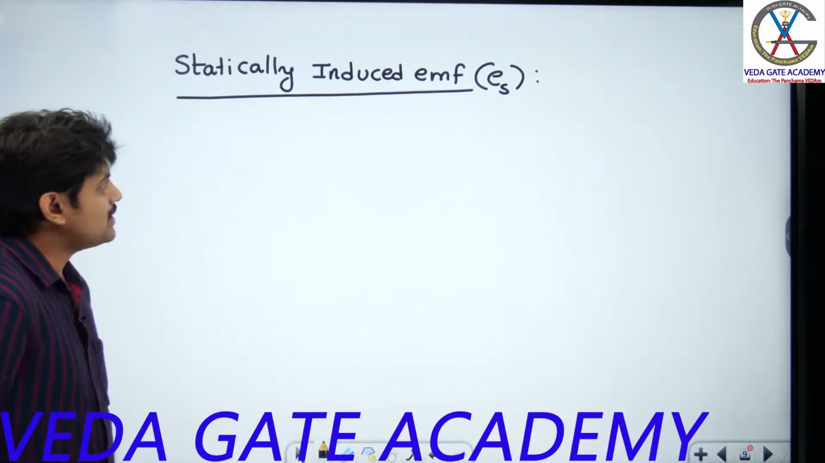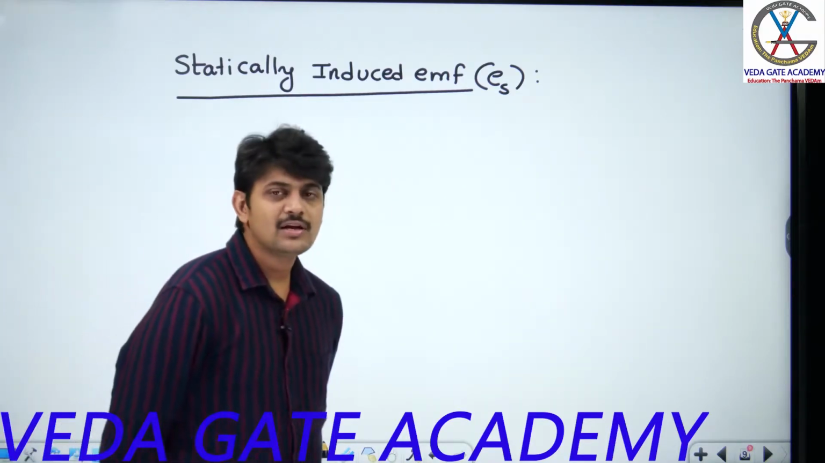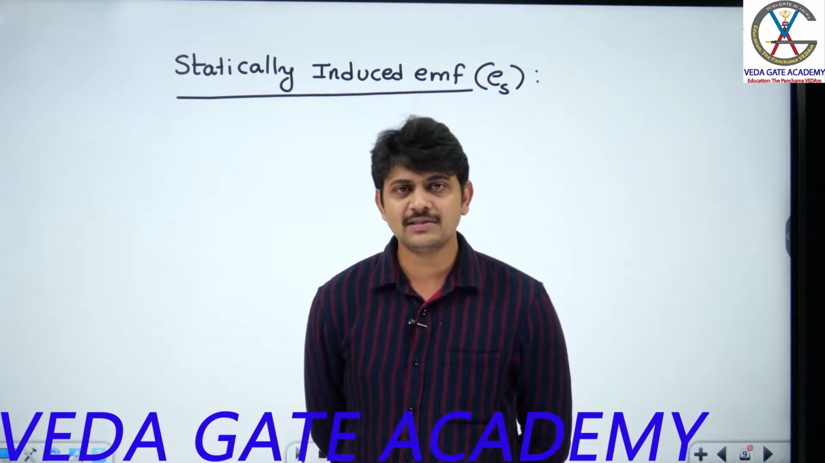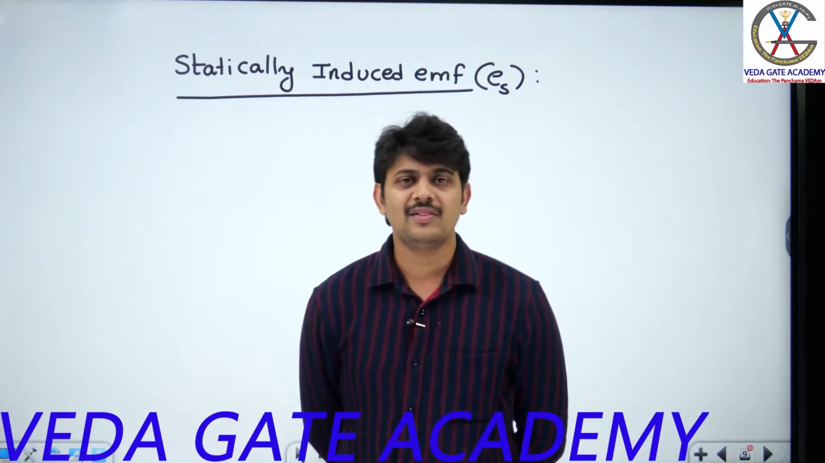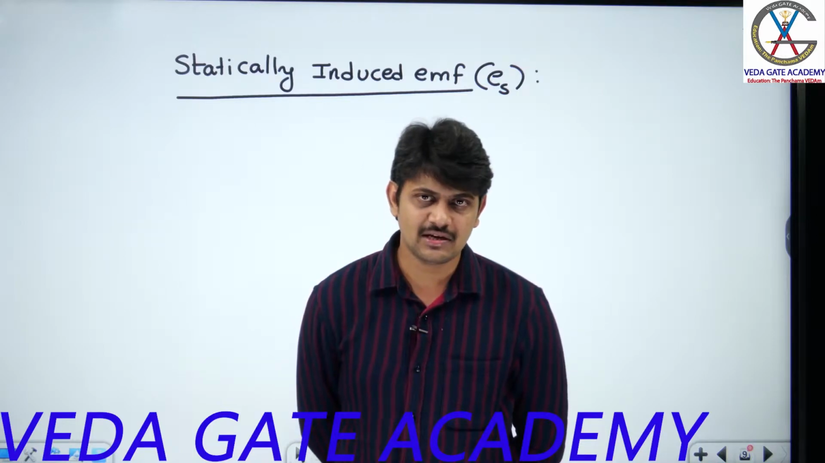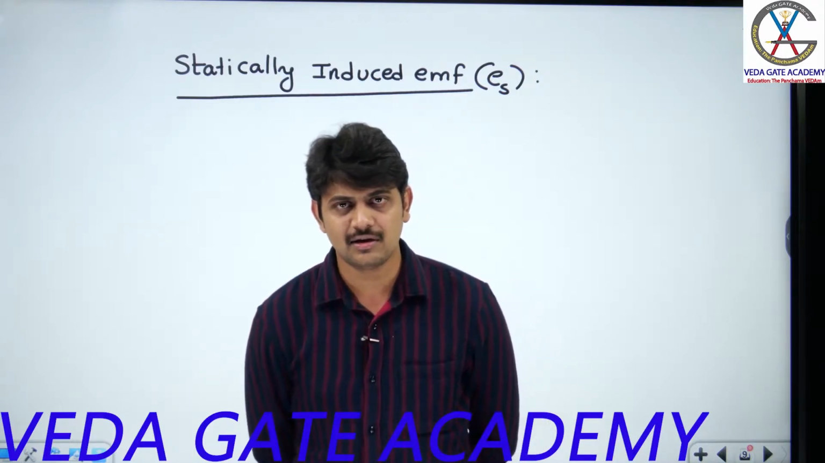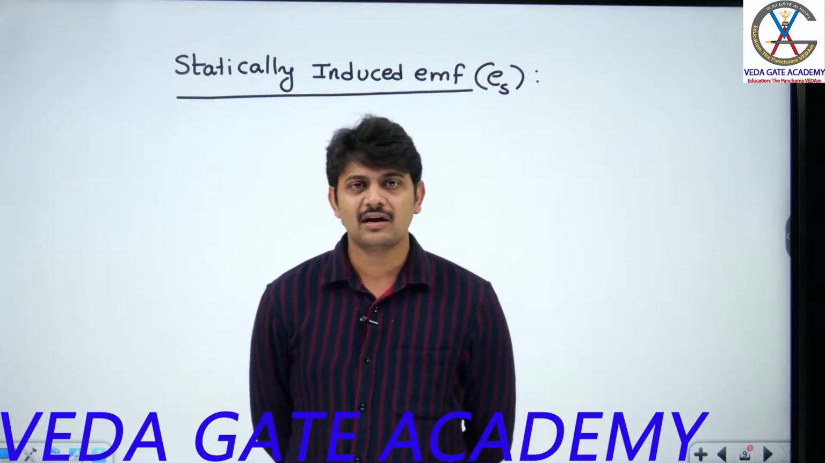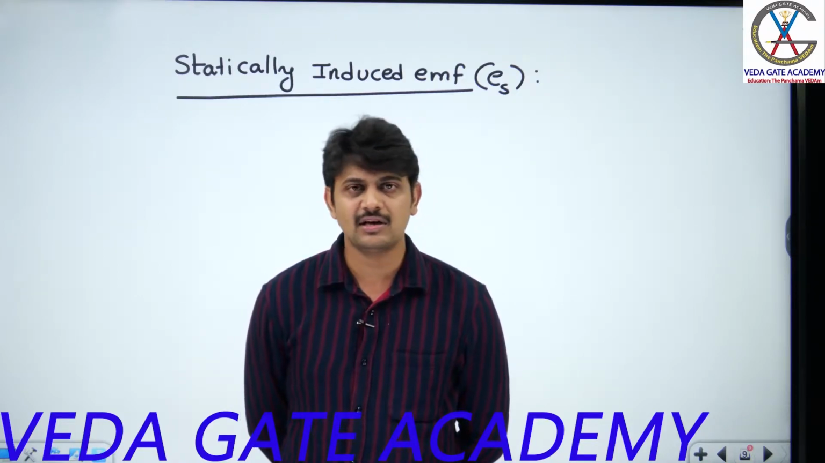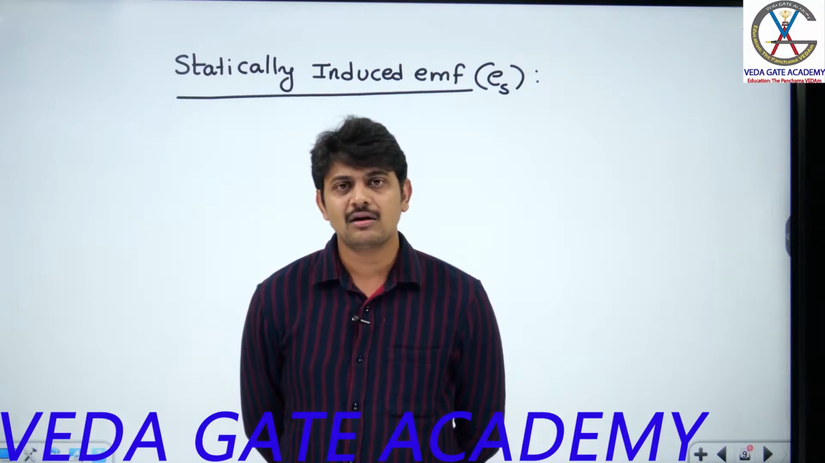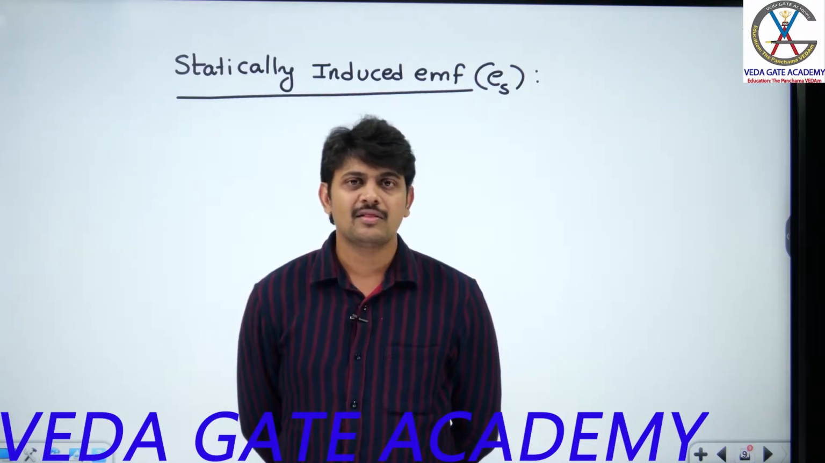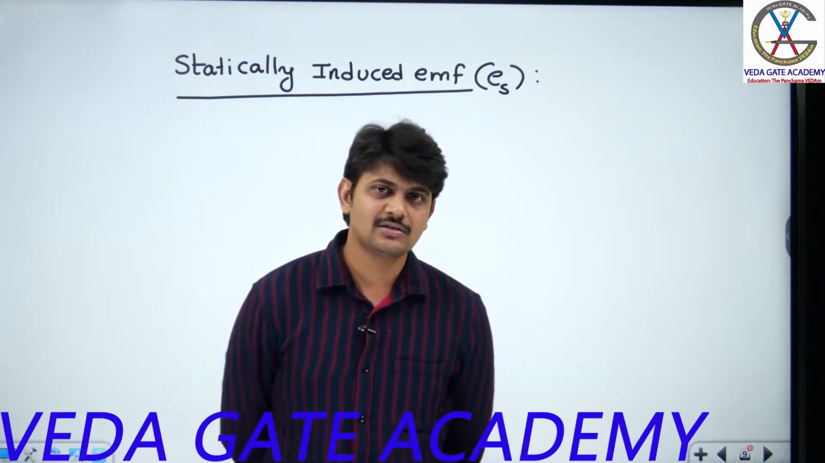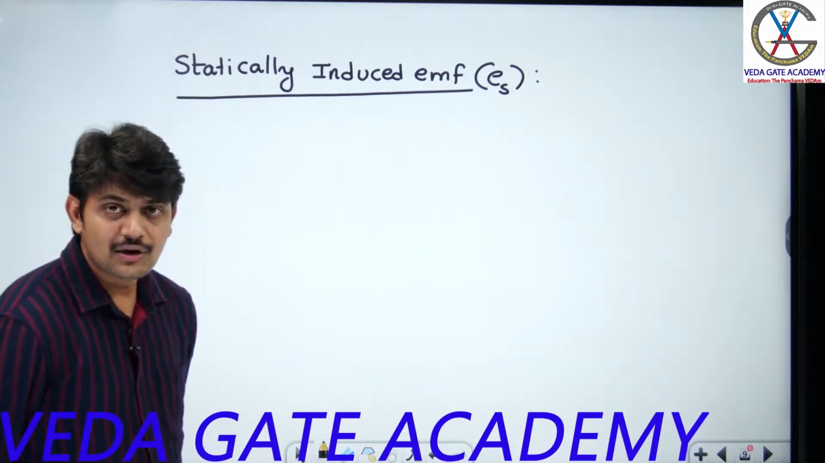Okay. Now the definition of statically induced EMF is: whenever a stationary conductor is placed in a time varying magnetic field, then the conductor will experience a change in flux linkages and EMF gets induced across the conductor. Again, I am repeating the definition quickly. Whenever a stationary conductor or coil is placed in a time varying magnetic field, then the conductor will experience a change in flux lines and EMF gets induced across the conductor. Such kind of EMF we can call statically induced EMF.